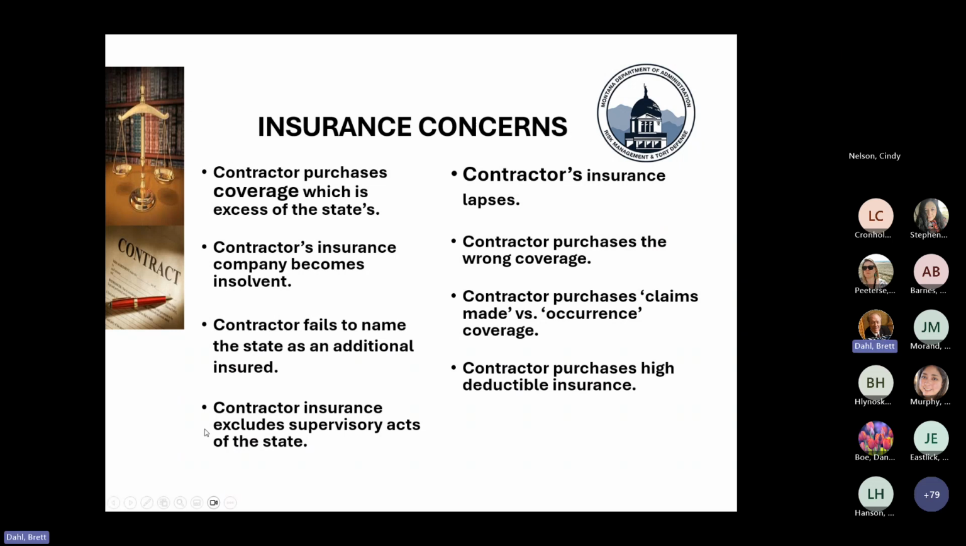Fourth bullet on the left side, contractor's insurance excludes supervisory acts of the state. Many commercial general liability policies state that they'll offer additional insured coverage, but not as respects a whole litany of different scenarios, including supervisory acts.